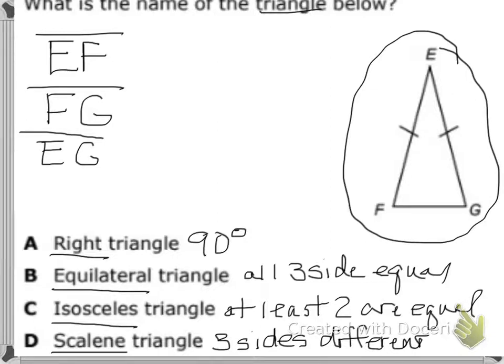It does not have 90-degree angles. All three sides are not equal. At least two sides are equal. And are all three sides different? So, I know that this triangle must be an isosceles triangle because at least two sides are equal. Let's try another problem.